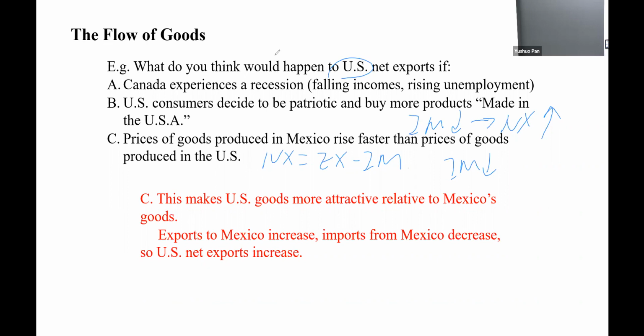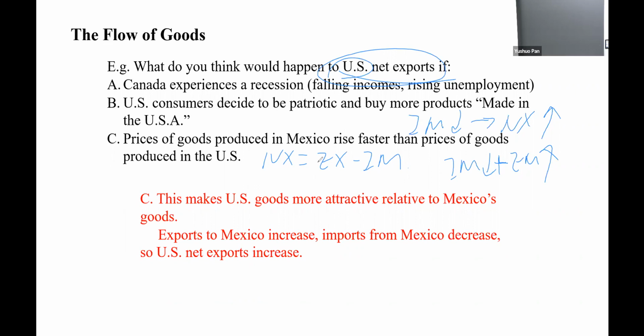Since the product in the US is relatively cheaper, people in other countries prefer to buy American products. So the exports of the US are going to increase. If exports increase and imports decrease, the net exports are going to increase. Alright?